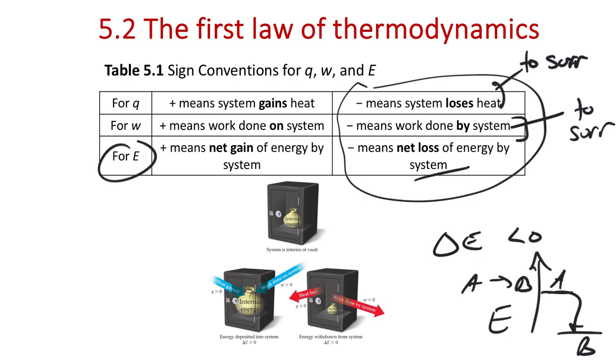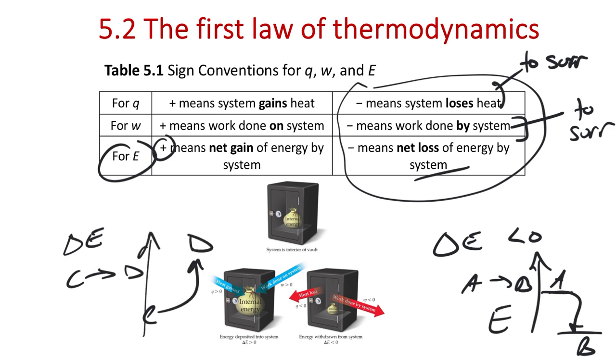Now, what does it mean for delta E to be positive? For delta E to be positive, let's picture a different reaction. C goes to D. If C is here and D goes uphill, then D has to go through the process of absorbing energy in order to be produced. And so if this is what our energy looks like here, this is our energy being greater than 0. So C has to absorb energy in order to form D.